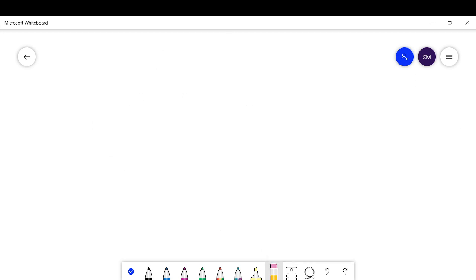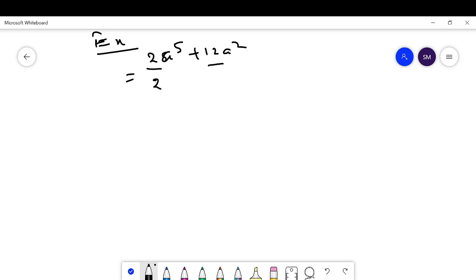Then take another example. How can we factorize 2a to the power 5 plus 12a square? What is factorization? Factorization is the method in which we express algebraic expressions in the form of a product. Here, 2a to the power 5 plus 12a square. What is common? The numerical 2 you can take in common, then between a^5 and a square you can take a square in common.